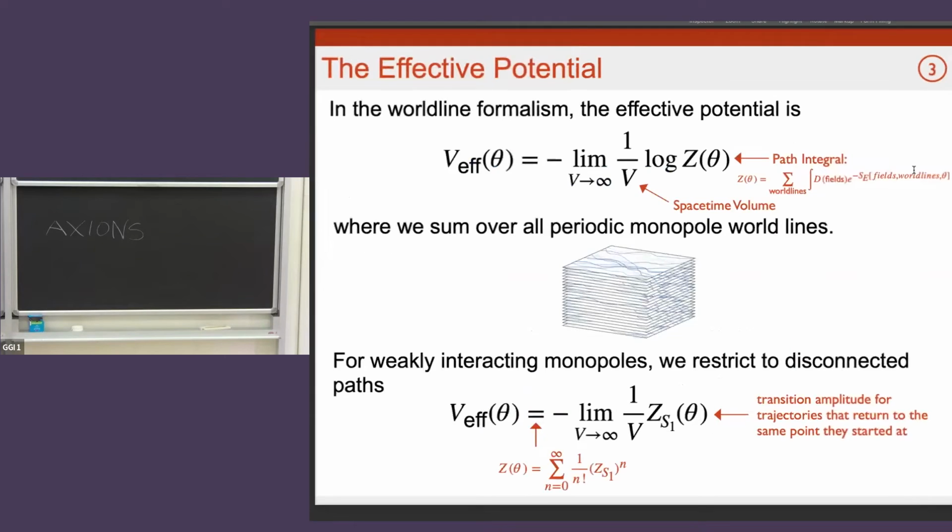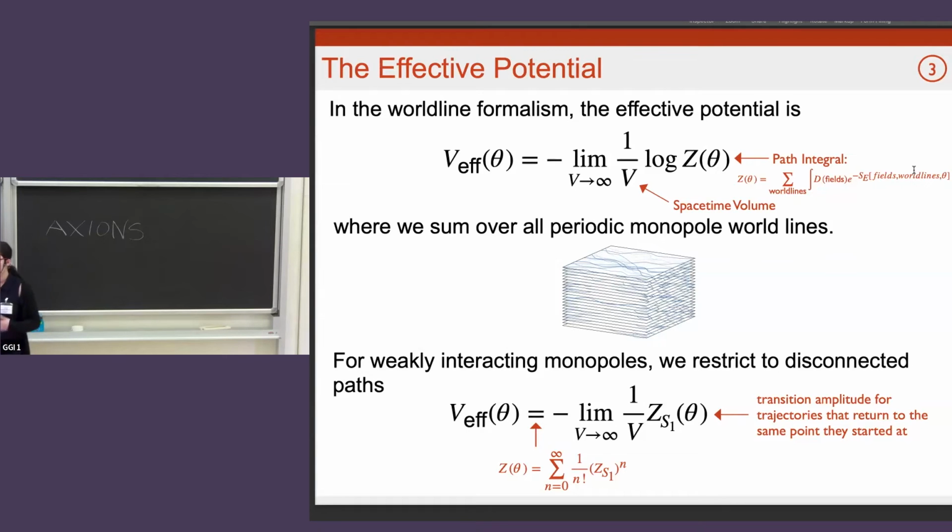So step 3, how do we get from there to the axion potential? We're going to compute the effective potential using the worldline formalism. In the worldline formalism, the effective potential is given by 1 over the volume times the log of the path integral. This just comes from the fact that the path integral is e to the minus S. And in particular, when we're doing this path integral, we're summing over all of the paths the monopole can take, so all of the monopole worldlines, and they should be periodic because we want an effect that's just the mass that's just there, so we want it to start and end in the same place.